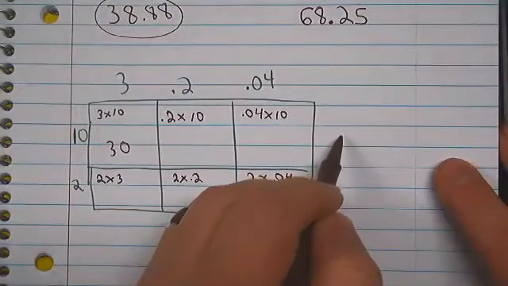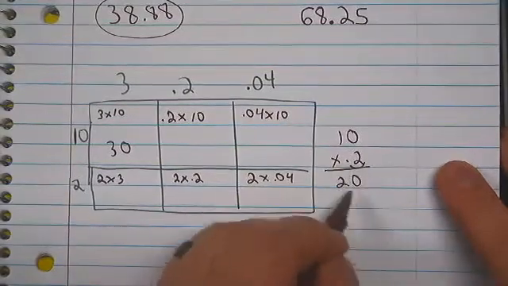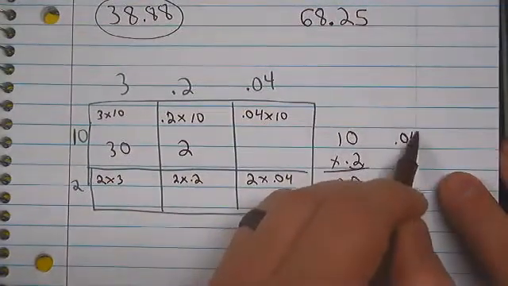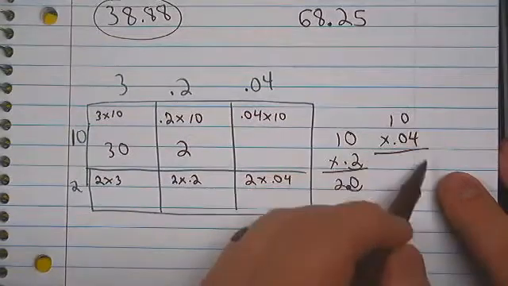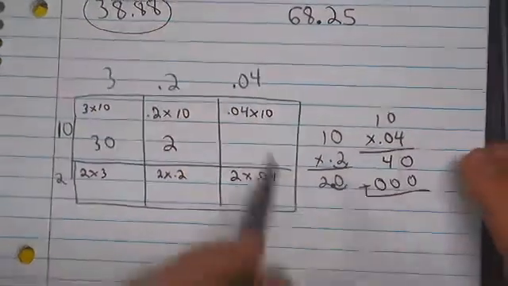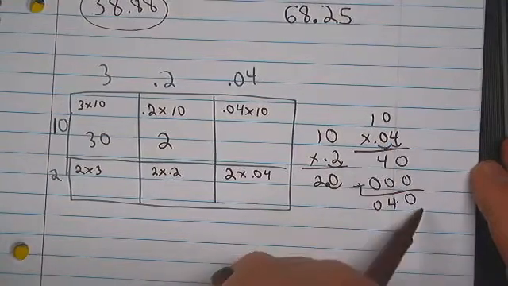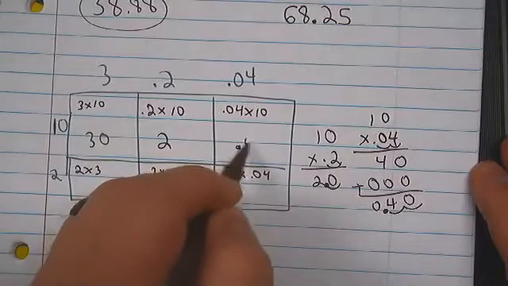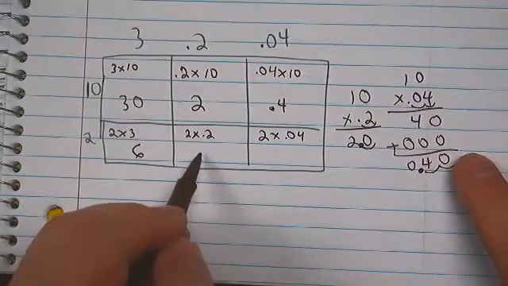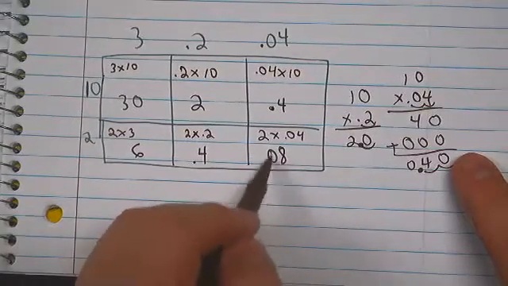10 times 2 tenths. So 2 times 10 is 20 with 1 decimal, so 2. 4 hundredths times 10, right? 4 times 0 is 0, 4 times 1 is 4. You could do 0 times 0 is 0, 0 times 1 is 0, or you could just acknowledge that it's just going to be 0. But here we go, 0, 4, 0, with 2 decimals. So 4 tenths. All right, 2 times 3 is 6. 2 times 2 tenths is going to be 4 tenths. 2 times 4 hundredths is going to be 8 hundredths.